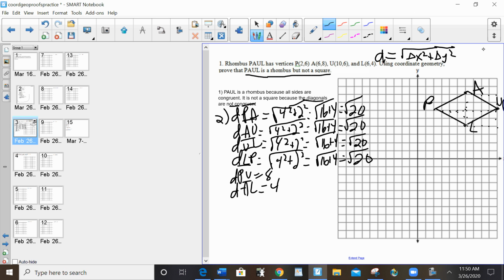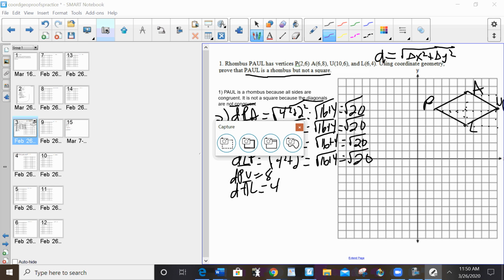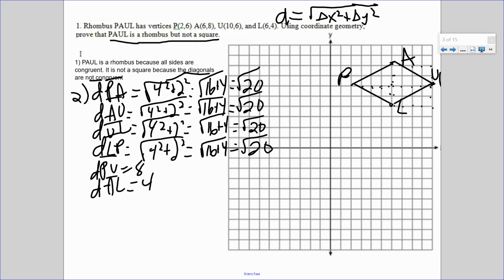Now the third component kind of ties everything together. So if I said in step 1 that it's a rhombus because all sides are congruent, tell me that all the sides are congruent. Tell me that PA is congruent to AU, is congruent to UL, is congruent to LP, because, well, they're congruent because they have the same distance.